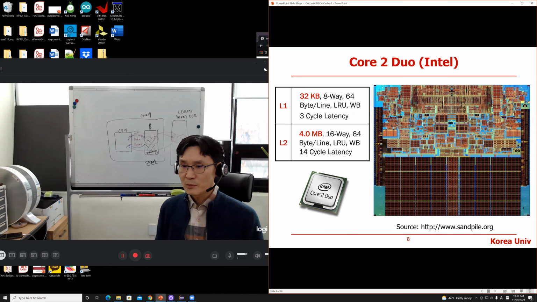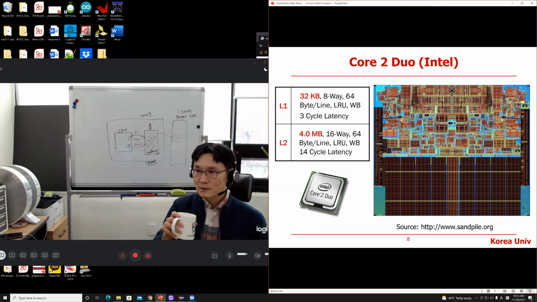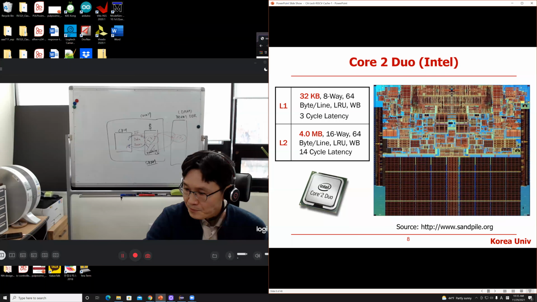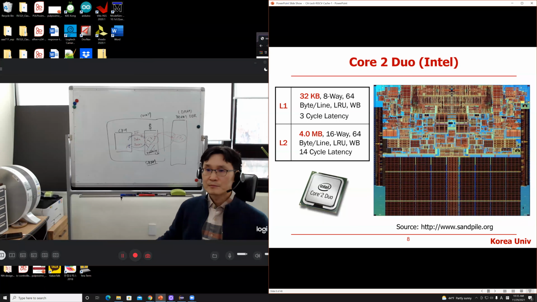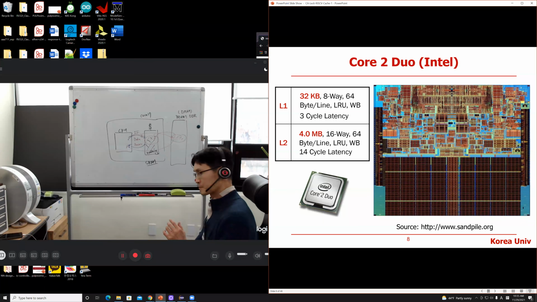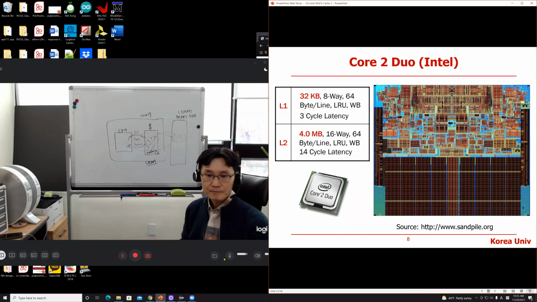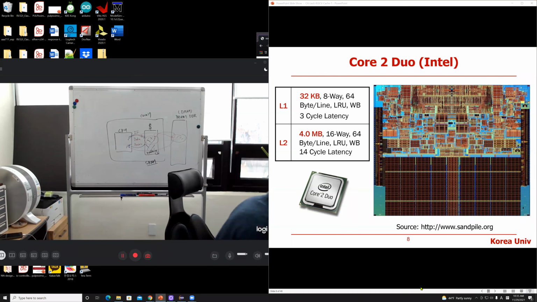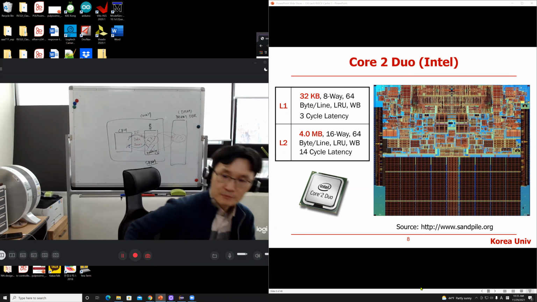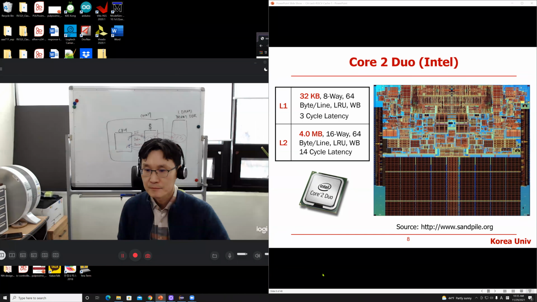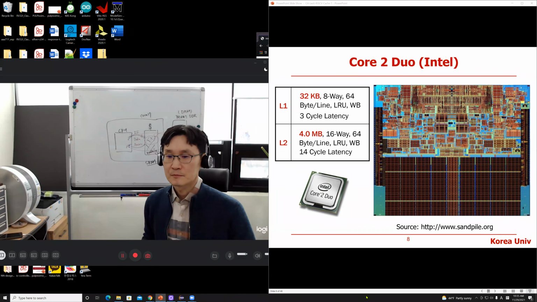Okay, this one, Seungmin, can you please? Core 2 Duo Intel: L1 32 kilobyte, 8-way, 64-byte line, LRU, WB, 3-cycle latency. L2 4.0 megabyte, 16-way, 64-byte line, LRU, WB, 14-cycle latency.